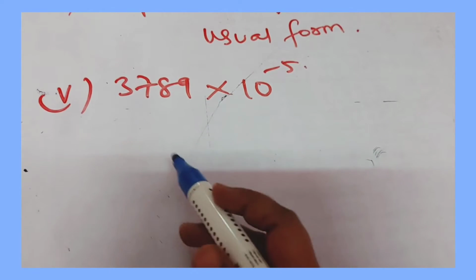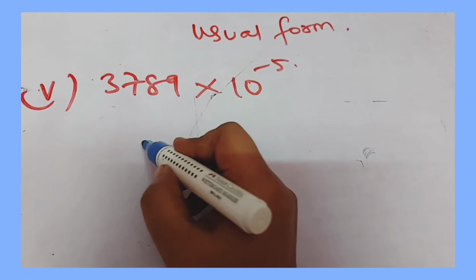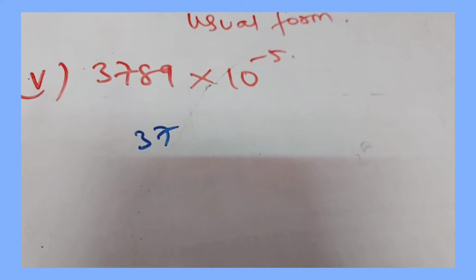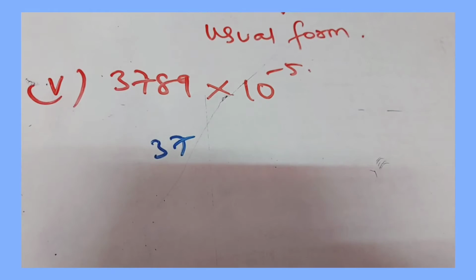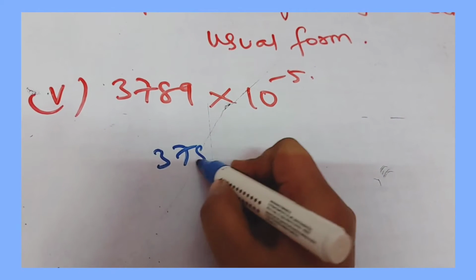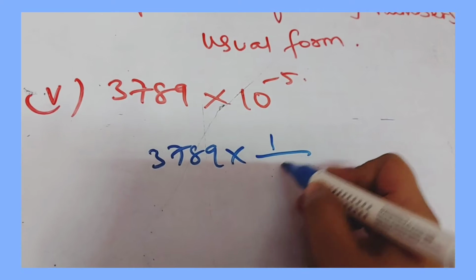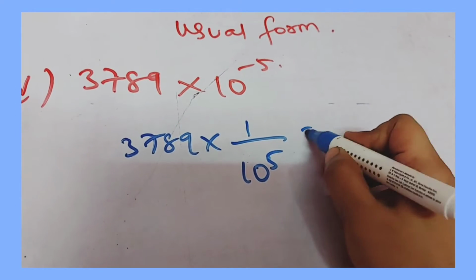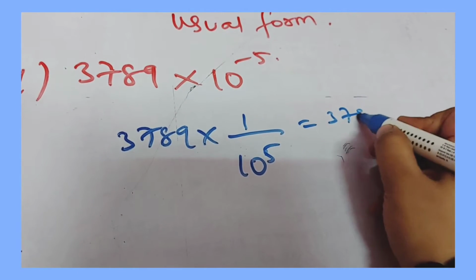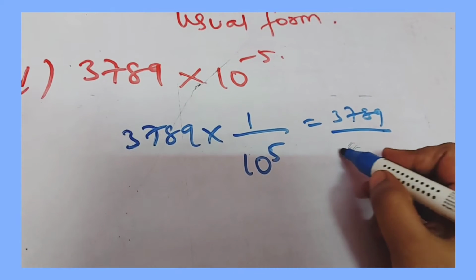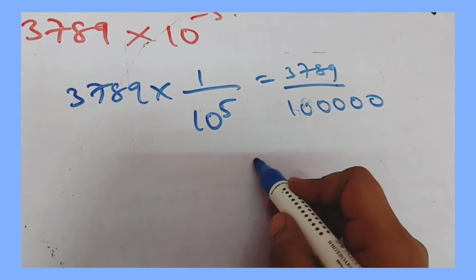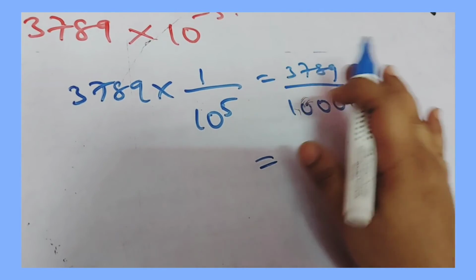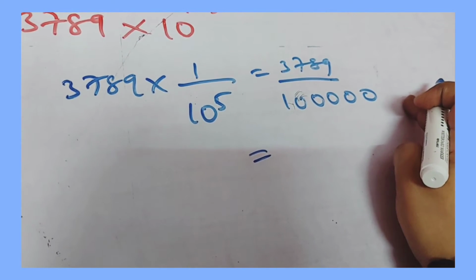Okay. Fifth one is 3789 into 10 to the power of minus 5. Again you have to take the same identity here also. 3789 into 1 by 10 to the power of 5. So 10 to the power of 5 means 1, 2, 3, 4, 5 zeros you have to take. Here the point is not given, so no need to write any zeros in the denominator.